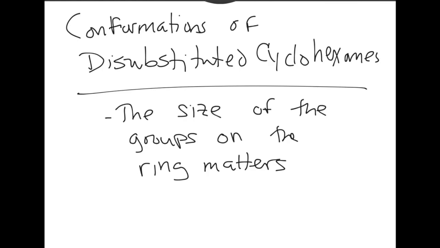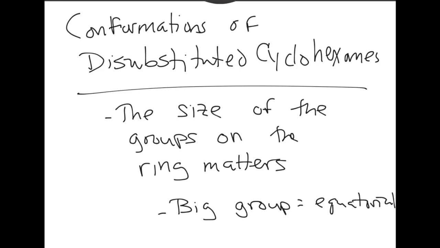So here, the size of the groups that we have on the ring matters. The general rule of thumb is the big group is going to be the group that is equatorial. So we need to look at our two groups that we have on our ring, decide which one is bigger, and then that is the group that ends up being equatorial.